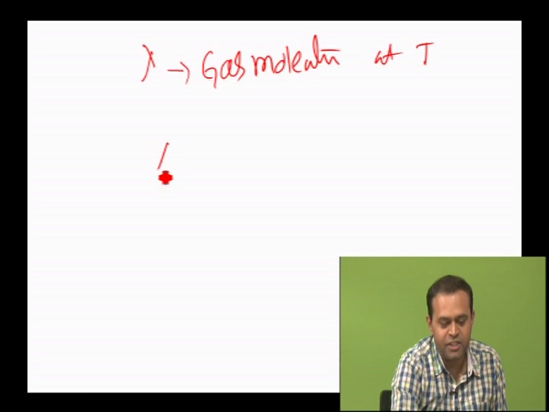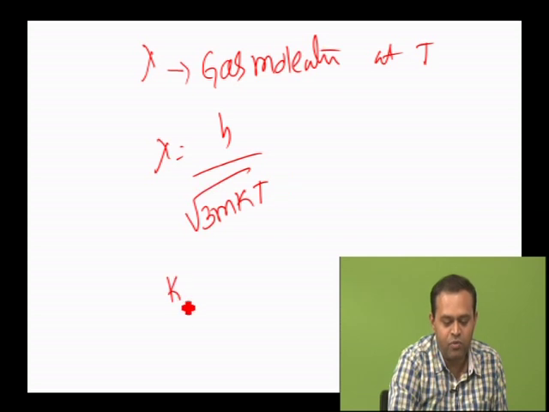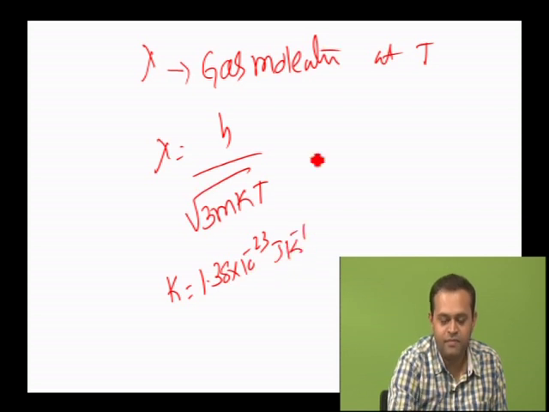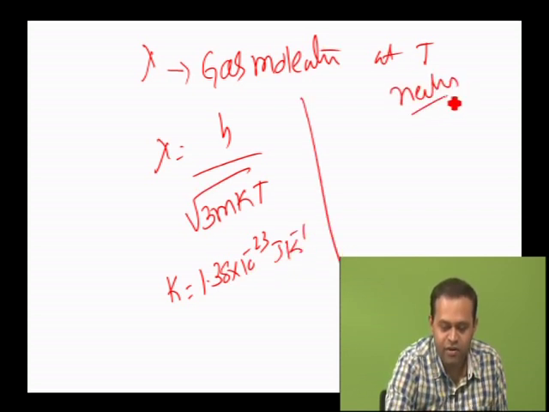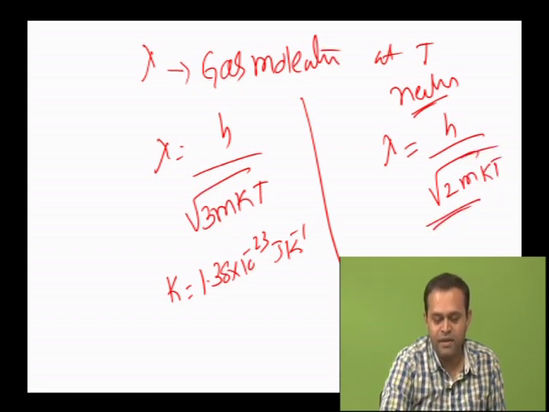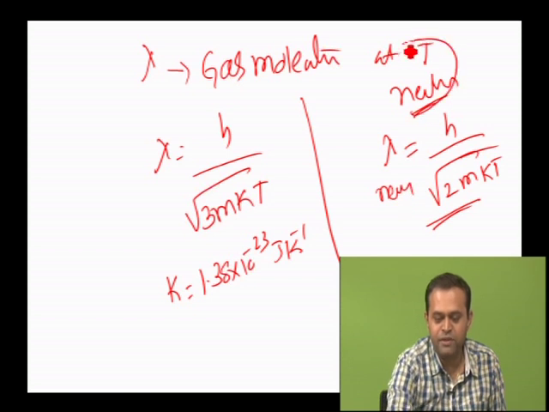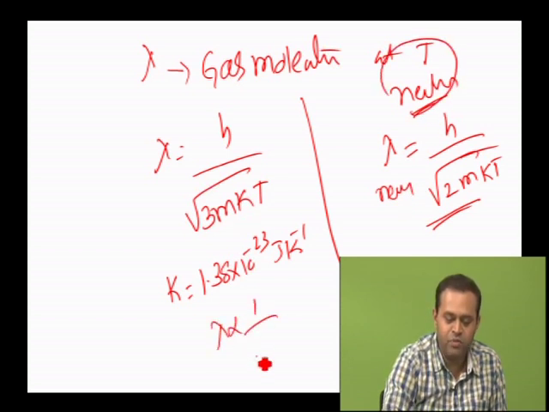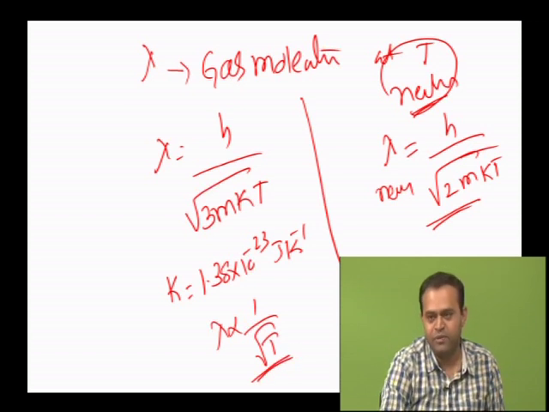Then again, this is also important. The de Broglie wavelength of a gas molecule at absolute temperature T is given by the expression lambda is equal to h by root of 3 mkT, where k represents the Boltzmann constant, whose value is 1.38 into 10 to the power of minus 23 joule per Kelvin. Again, for a neutron, the de Broglie wavelength at absolute temperature T is given by lambda equal to h by root of 2 mkT. H by root of 2 mkT is the expression for the de Broglie wavelength of a neutron at absolute temperature T. Again, lambda will be inversely proportional to root of absolute temperature. This is also important. Okay.